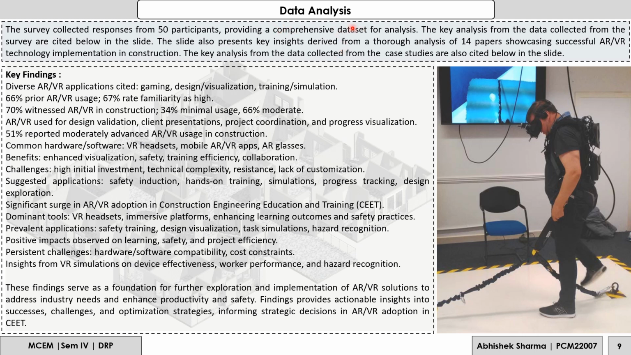Next is the data analysis part. For the data analysis, a survey collected from 50 participants provides a comprehensive data sheet for analysis. The key analysis of the data collected from the survey is cited below. Along with that, the slide also presents key insights derived through the analysis of 14 research papers which showcase successful AR/VR technology implementation in construction. The key analysis from the data collected from the case studies is also cited on the slide.